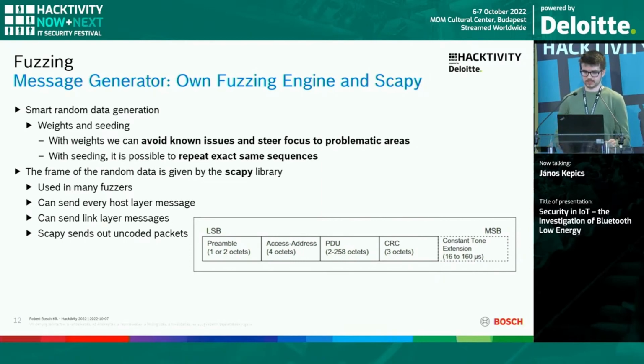And on top of this, I developed the Kepics framework, which wraps the random data into a generic link layer message. You can see it there. First there is a preamble, then the access address, then a PDU and the CRC. We fuzz the PDU because the other three fields are necessary to be correct to keep up the connection.